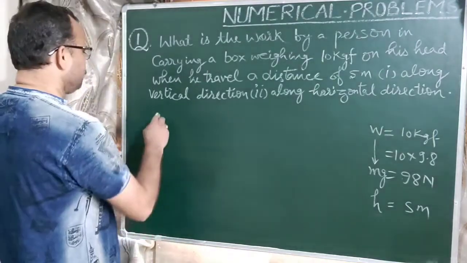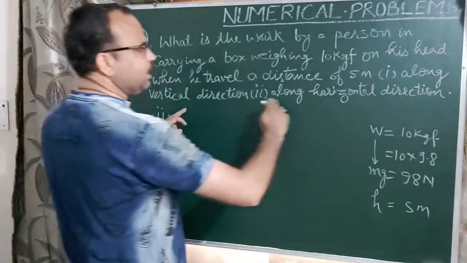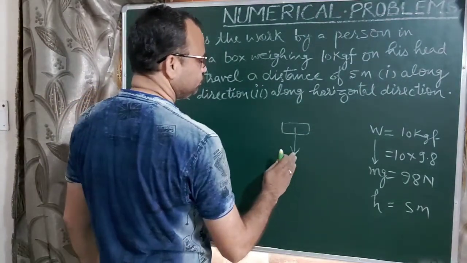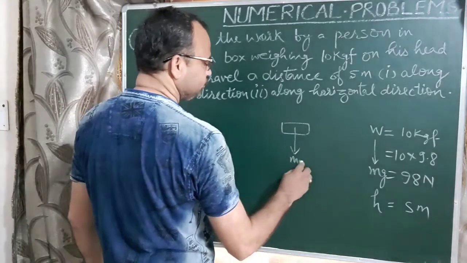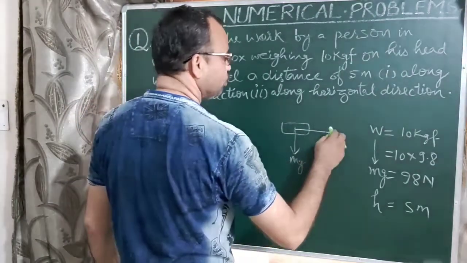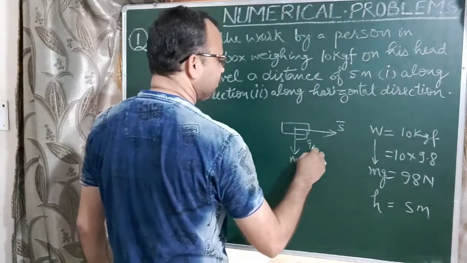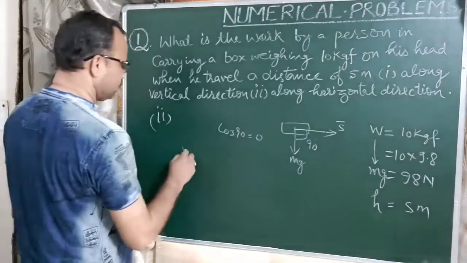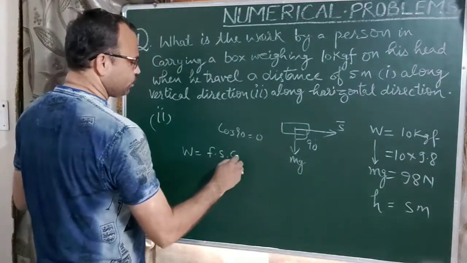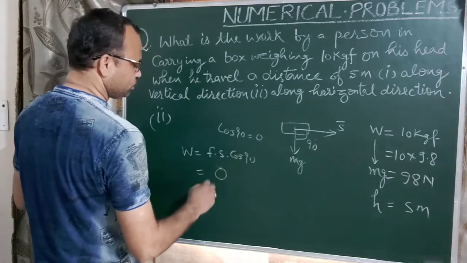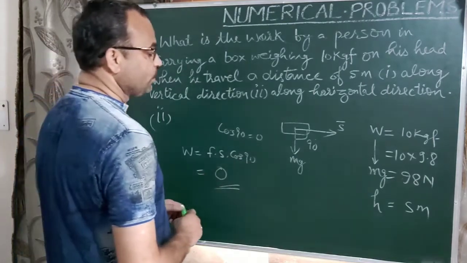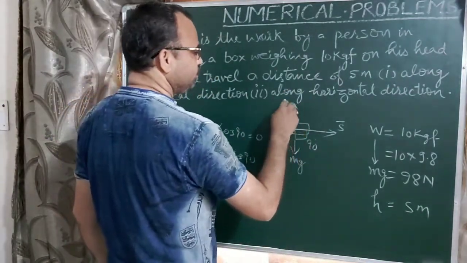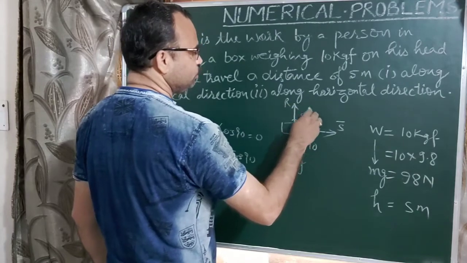Now in the second part, along the horizontal direction, the weight always acts downward and the displacement is horizontal, so the angle between them is 90. So the value of cos 90 equals 0. So W equals F into d into cos 90, so the total work done is 0. Or if the person applies a force upward, meaning a reaction, then this angle also equals 0.